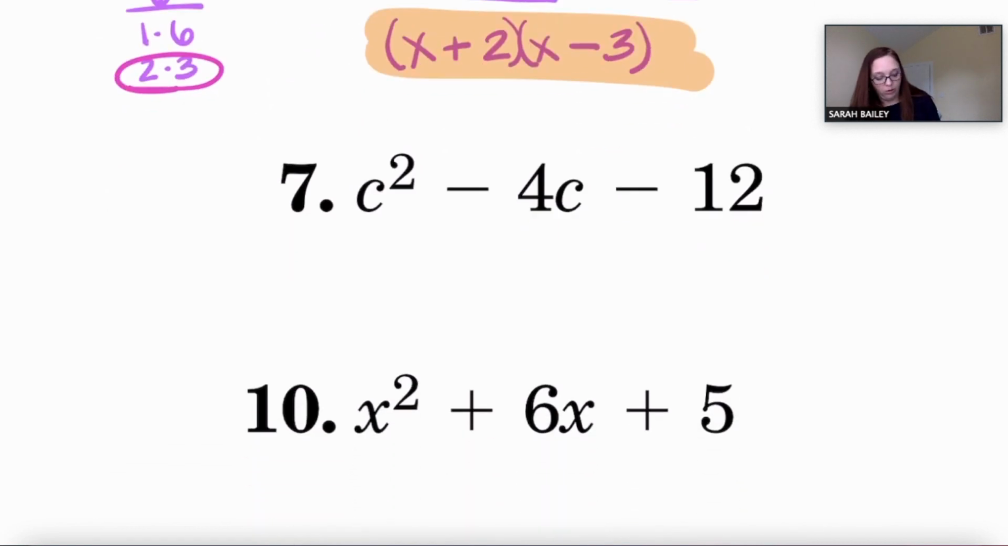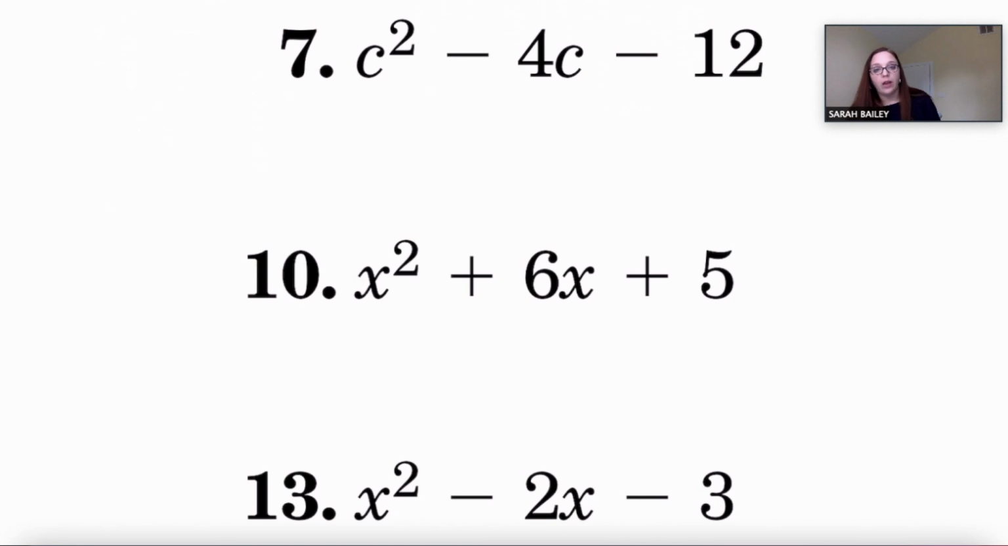Let's do another one. Go to number 7. My variable this time is c. So it's going to be c plus or minus something times c plus or minus something. So get your parentheses ready.